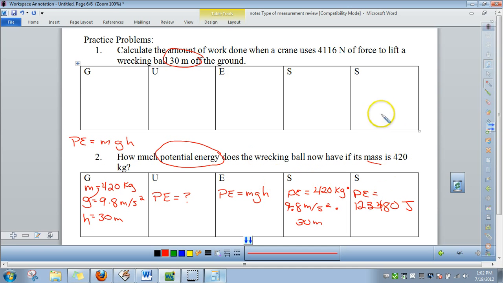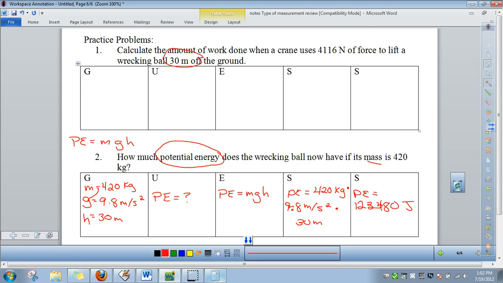I wonder, that's exactly the same answer we got for the first problem. That's because when you do work to lift an object, you are giving it potential energy. The more work you do, the more potential energy the object gains. So those numbers should be the same.